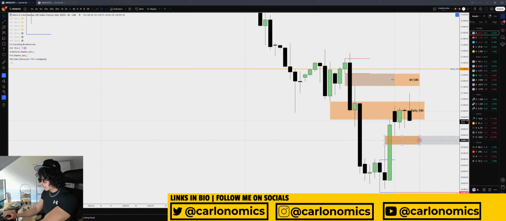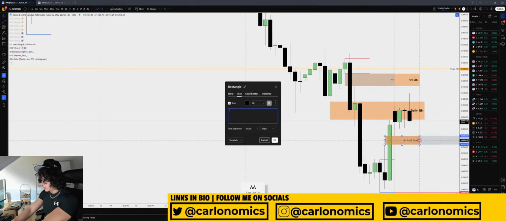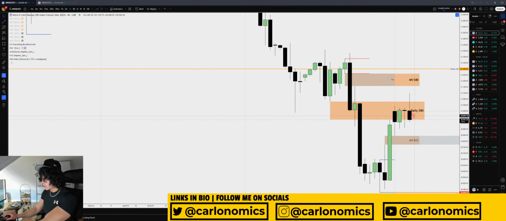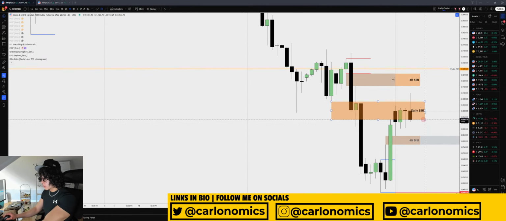So I'm not engaging in the market as of now. I'm waiting for the news release. Also because I don't really want to get in during this consolidation right here. But we're gonna wait for either gap to get tapped, so we're gonna wait for the 4 hour BISI, or if it wants to continue going higher.